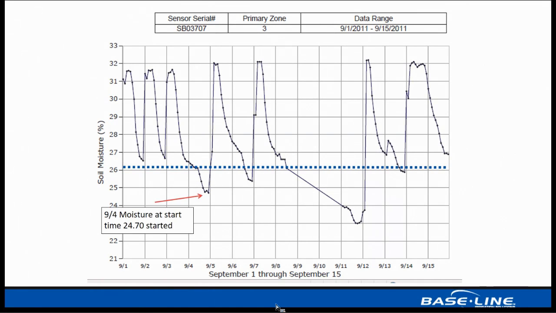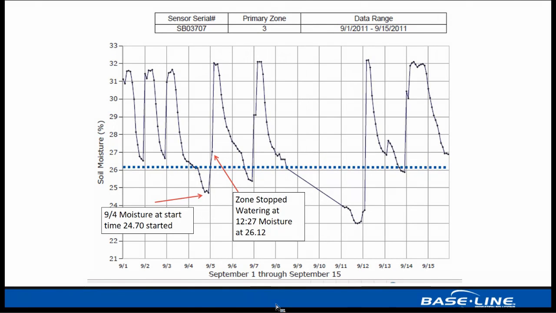And in this analysis, we had an irrigation cycle that started at 11 p.m. on the 4th of September. And at that start time, the moisture content of that soil profile was 24.7%. The zone had a 45-minute runtime on it, and when that zone finished watering at 12:27, the moisture content at that time was 26.12.